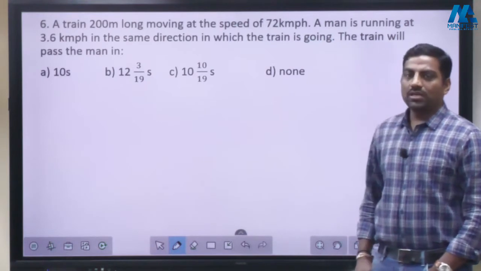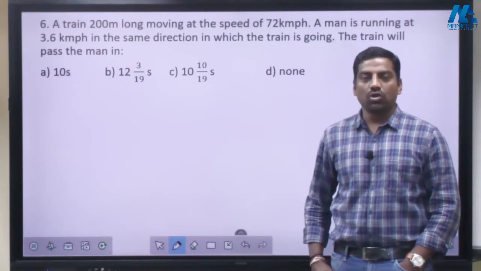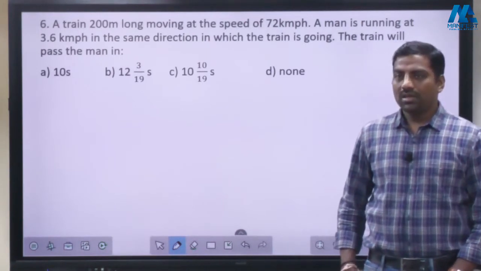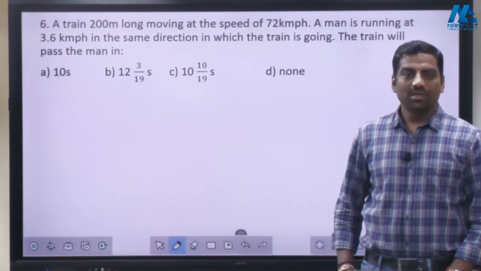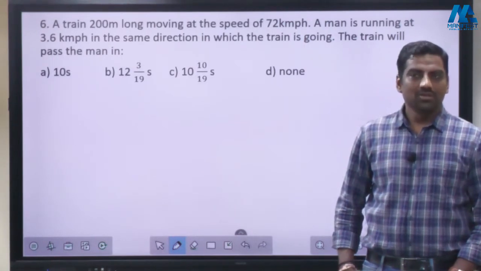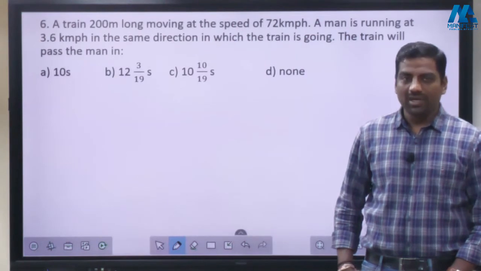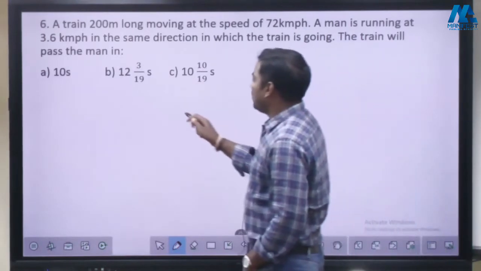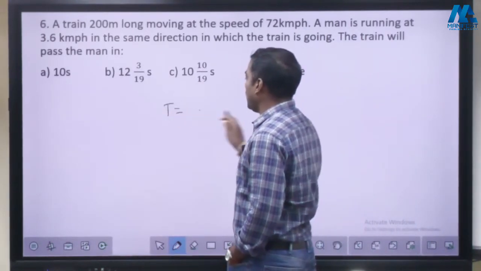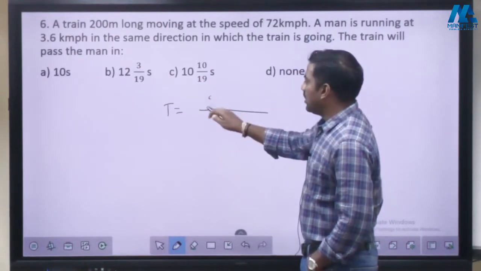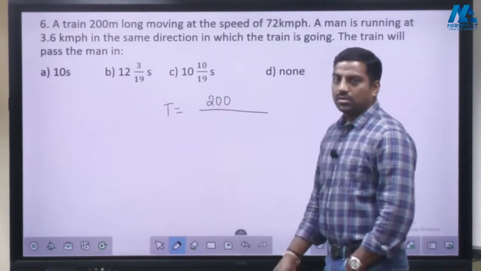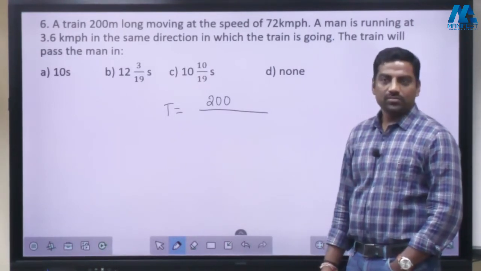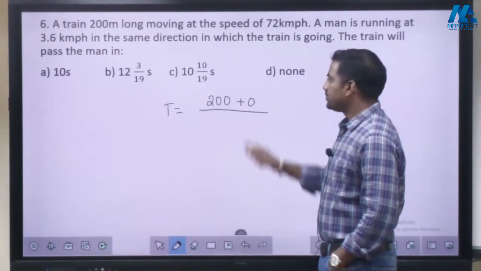Now, don't get confused that, sir, you have told only about the moving train, you have not told about the moving man. Consider this man as a train only, but with no significant length. So when it comes to the length of that moving train, it should be 0. Yes. So here the time required for the train to cross the running man is: length of train 1 is 200 meter. And for that moving man, length of that man is 0, right? You can write 0 or just leave it like that.